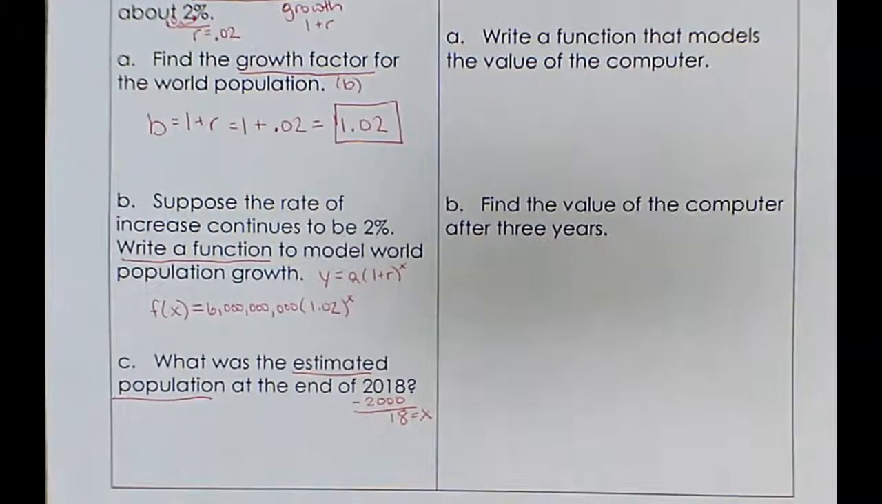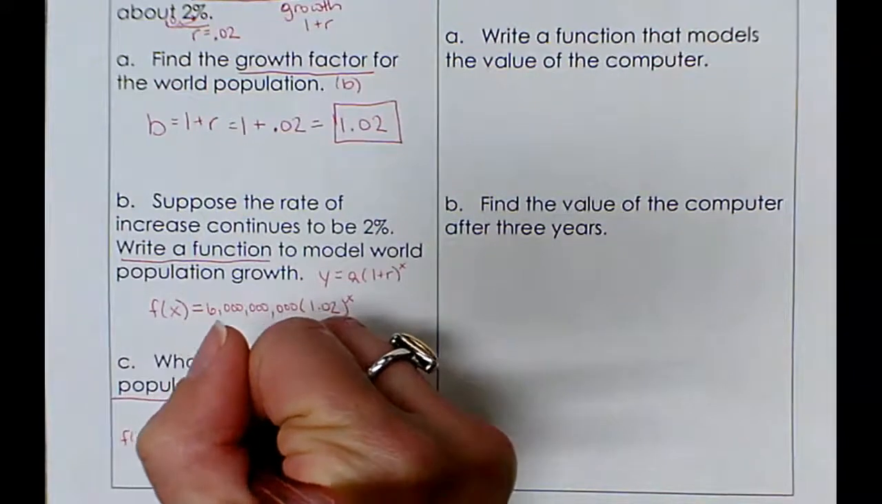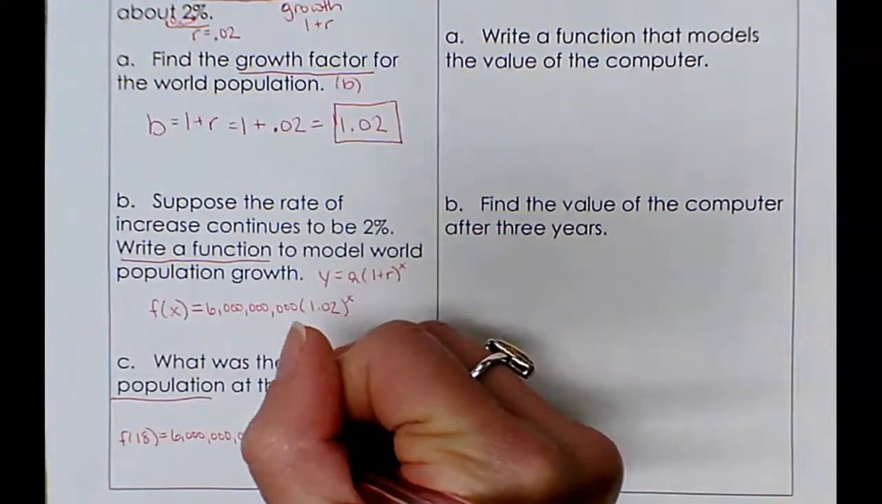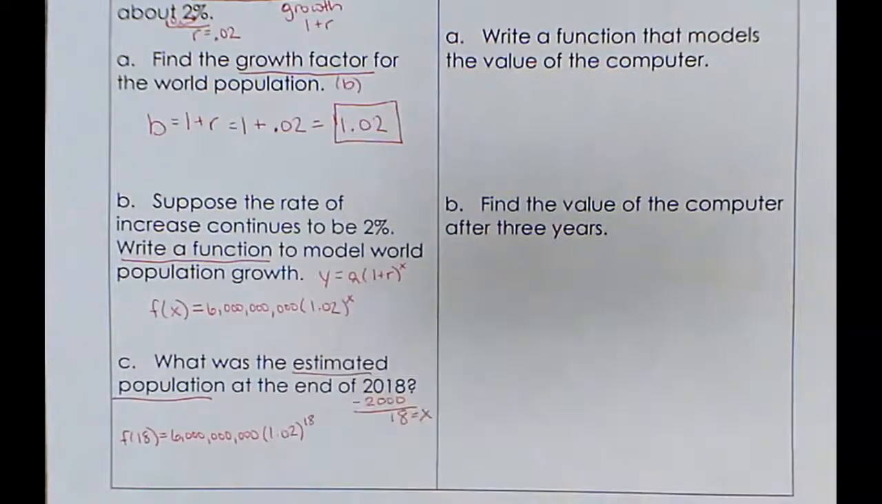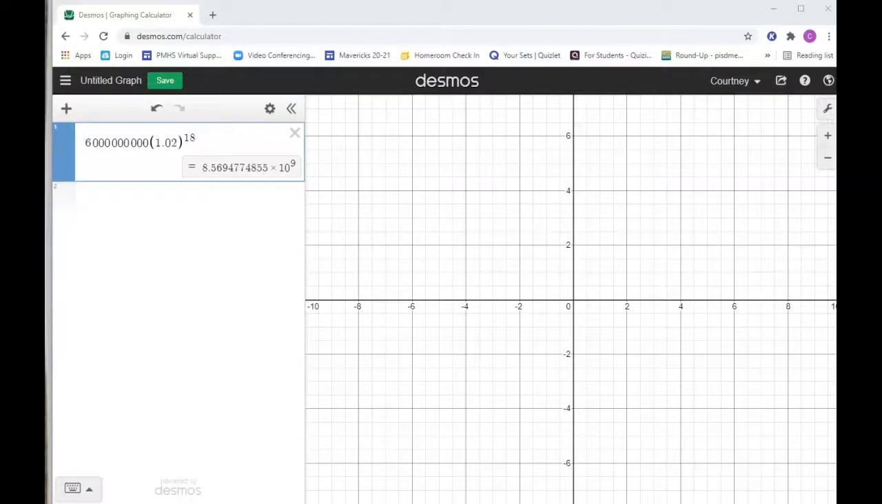So what you should do is, typing into Desmos, you should find f of 18. That's 6 billion times 1.02 to the power of 18. So I've typed into Desmos 6 billion times 1.02 to the power of 18. I notice that it gives me an answer in scientific notation, and what this means is I take this number and I move the decimal to the right 9 times. So if I move it to the right 9 times, I have 1, 2, 3, 4, 5, 6, 7, 8, 9. So right here.